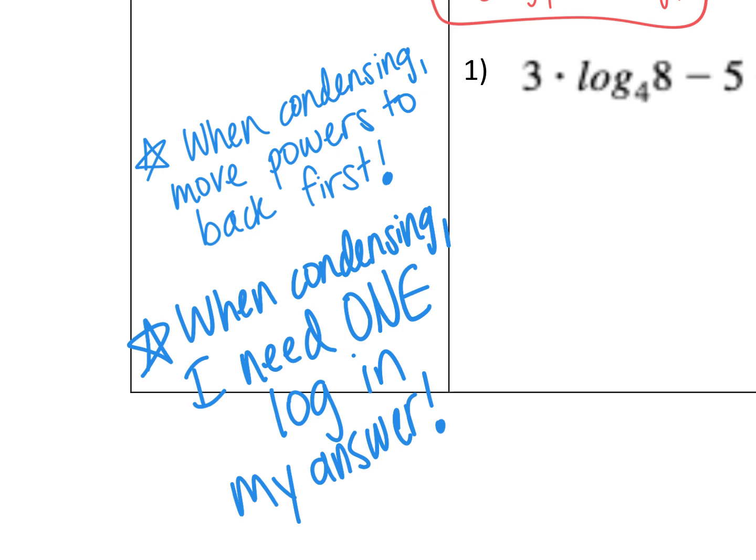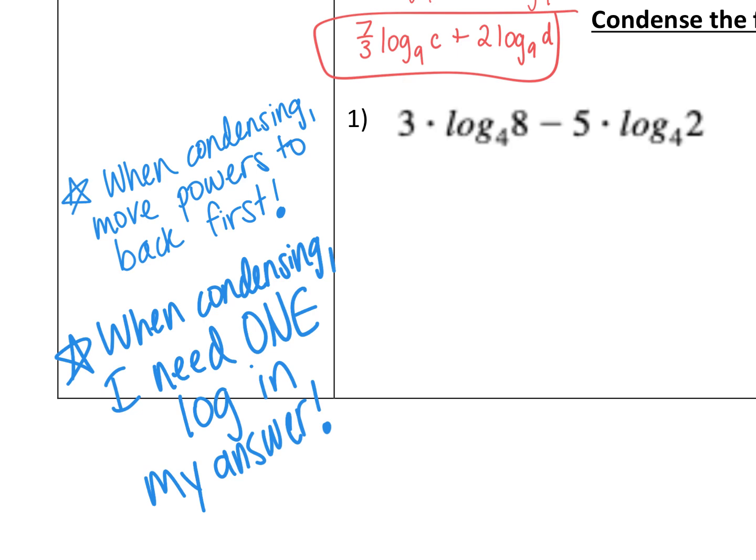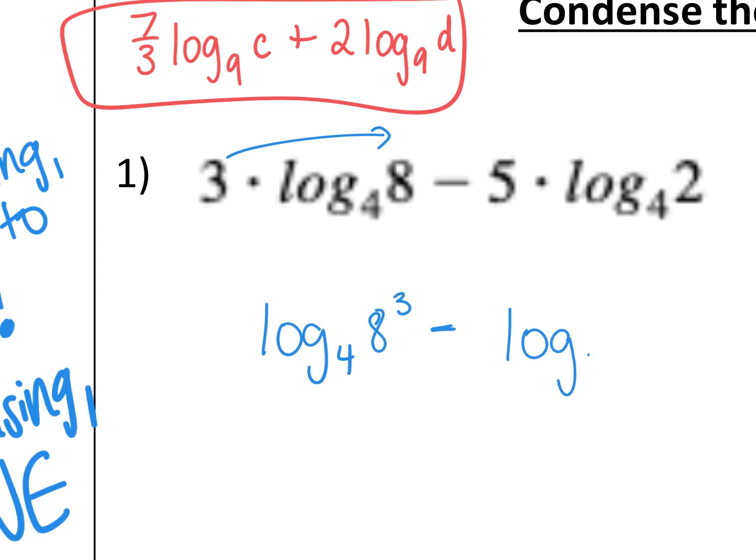Okay, so knowing what we know now about condensing, moving powers to the back, we know that addition goes with multiplication, and subtraction goes with division. If we know that, we're going to be golden. Looking at this problem, I first move the powers to the back. So this becomes log base 4 of 8 to the third minus log base 4 of 2 to the fifth. Perfect, okay?